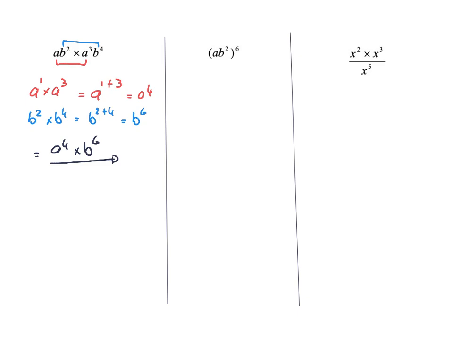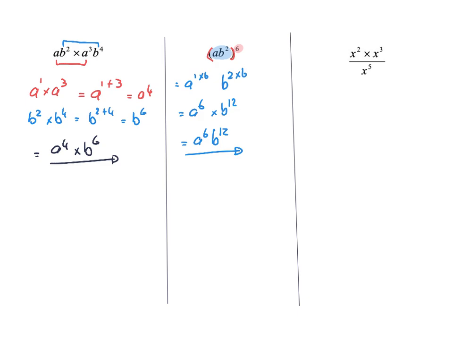The next one, we have a power to a power rule. Important one to remember is that this exponent is being multiplied to everything inside the bracket. So we're going to have a to the power of 1 times 6, and we have b to the power of 2 also times 6. And so that gives me a to the 6 times b to the 12, and we can neaten that up by just saying a to the 6, b to the 12.